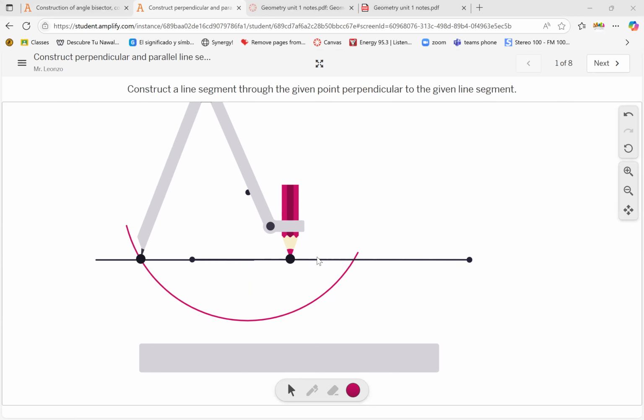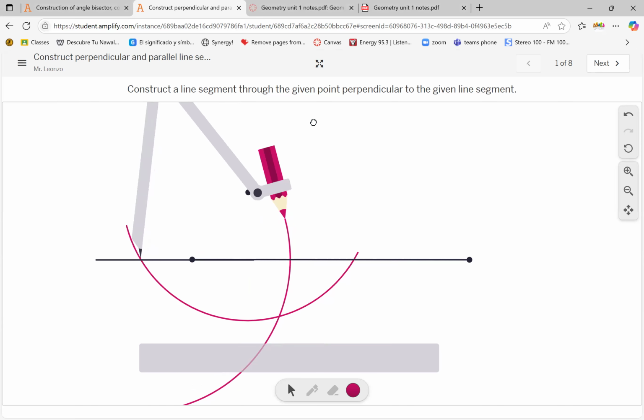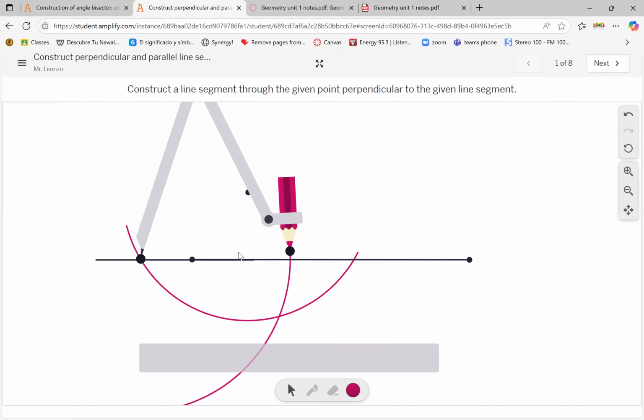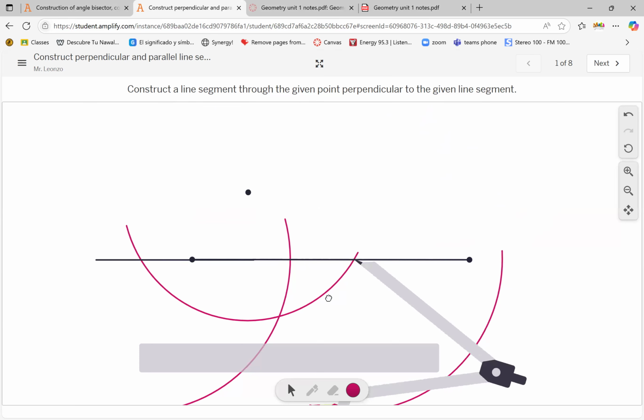So I did here and I did my segment more, and I want to do a big arc. Keeping the same aperture of the compass, so don't change the compass. Move the compass to the other endpoint. You guys see here? I put it on the other endpoint. Don't change the aperture of the compass. Instead, make a big arc.